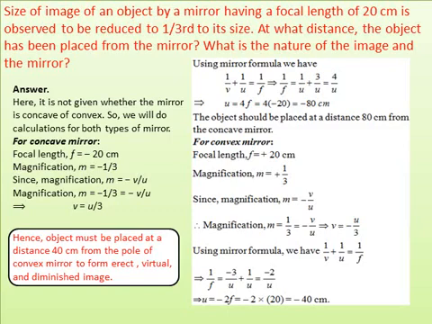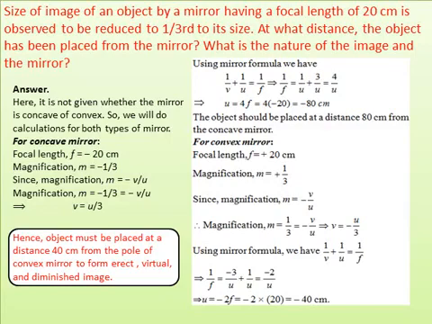From 1/3 we can say that the height of the image is reduced or diminished. If it is 3 times, it is enlarged. Here it is given as 1/3. Therefore, the image is a diminished image. A diminished image can be formed both by a convex mirror and by a concave mirror. So, we have to do it for both types of mirrors.